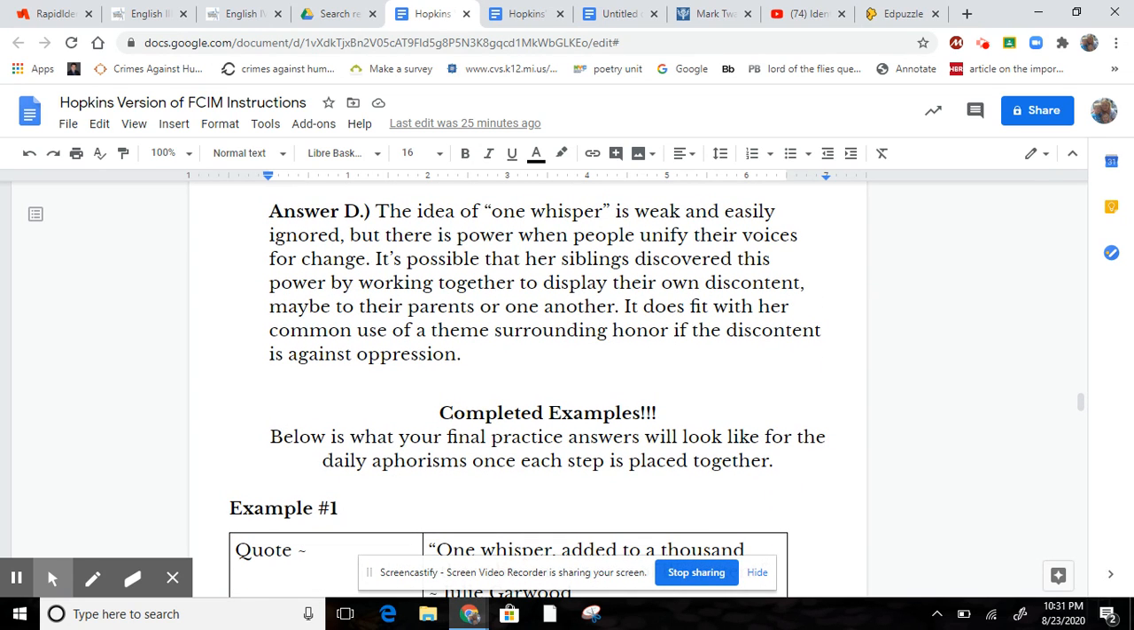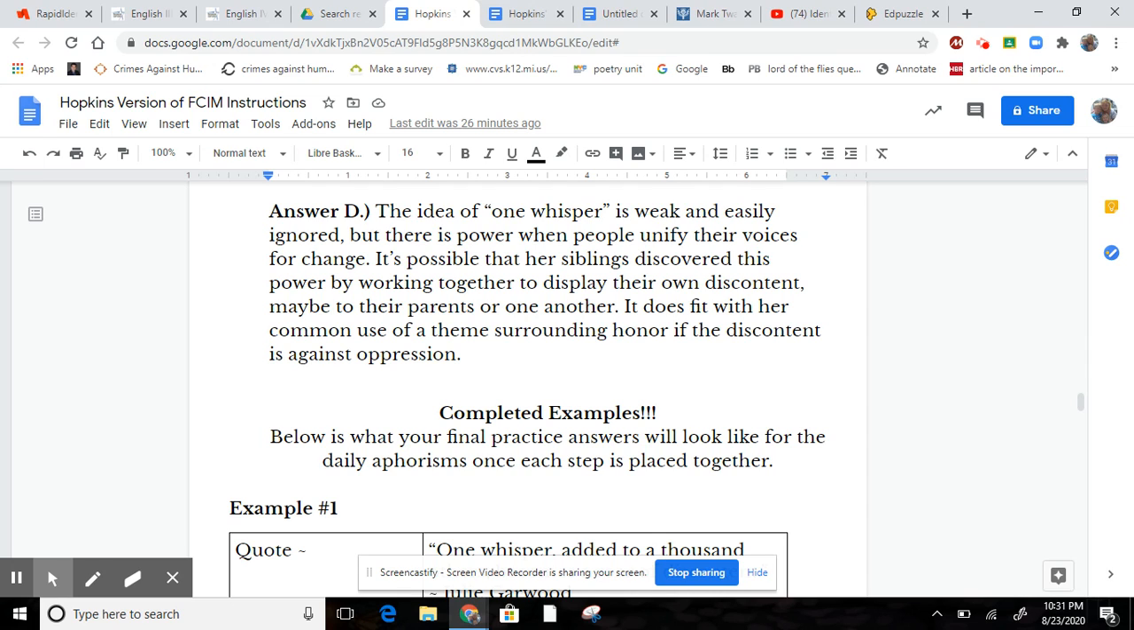It says the idea of, quote, one whisper is weak and easily ignored, but there is power when people unify their voices for change. It's possible that her siblings discovered this power by working together to display their own discontent, maybe to their parents or one another. It does fit with her common use of a theme surrounding honor if the discontent is against oppression. So this kind of culminates everything that you did for A, B, and C and helps us to maybe understand the quote from the perspective of what the author is trying to show us.